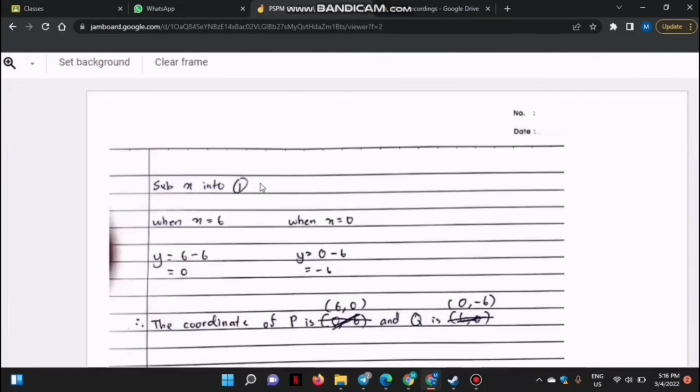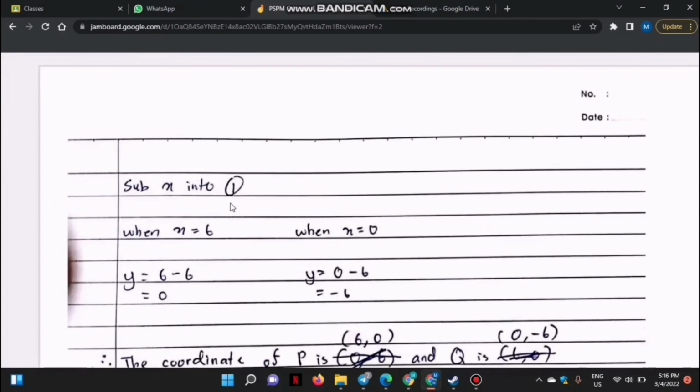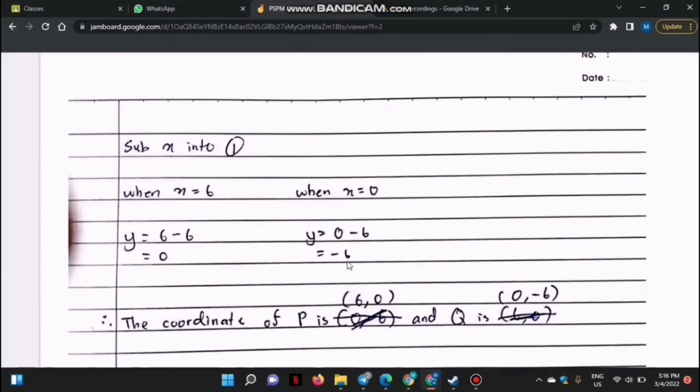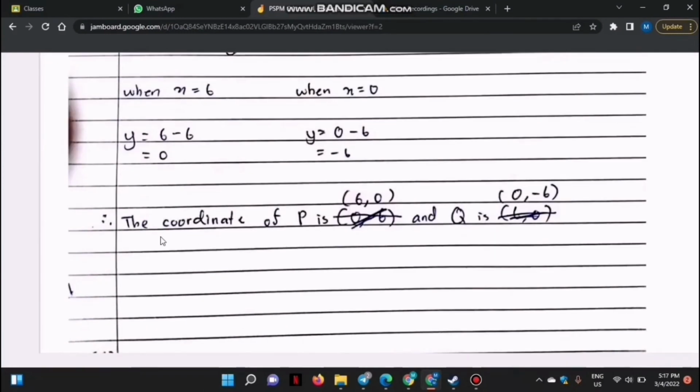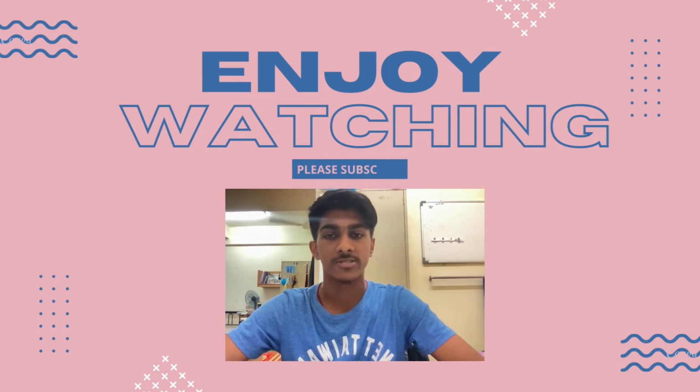Next, substitute x into equation 1 because we want to get the value of y. When x is equal to 6, y is equal to 0. And when x is equal to 0, y is equal to negative 6. The final answer we get is that the coordinates of P are (6, 0) and Q is (0, negative 6). Thank you, Nasruddin, for your explanation.